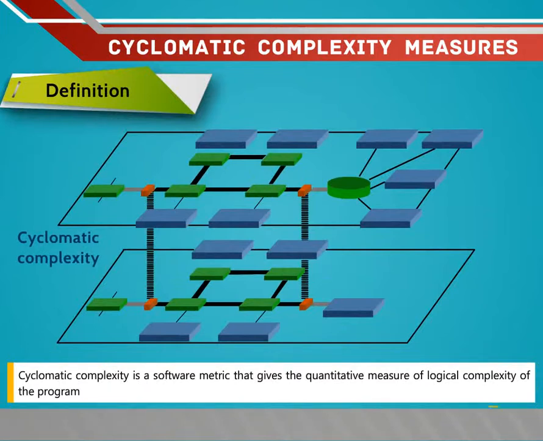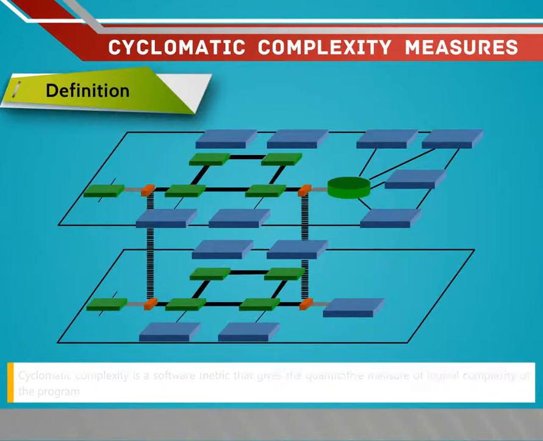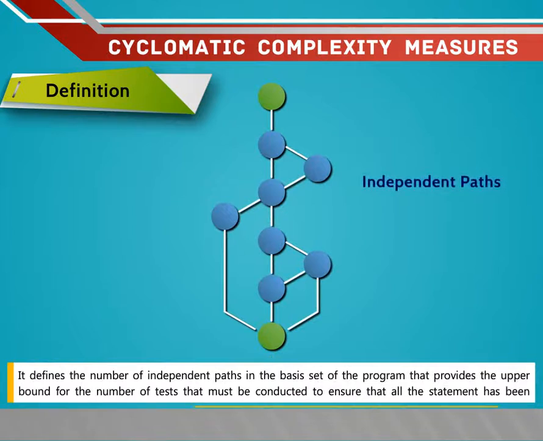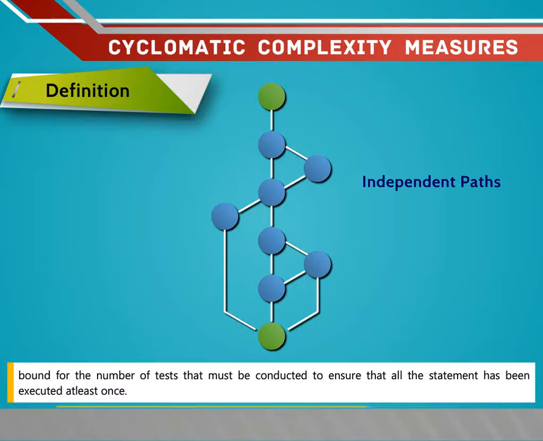Cyclomatic complexity is a software metric that gives a quantitative measure of logical complexity of the program. It defines the number of independent paths in the basis set of the program that provides the upper bound for the number of tests that must be conducted to ensure that all the statements have been executed at least once.